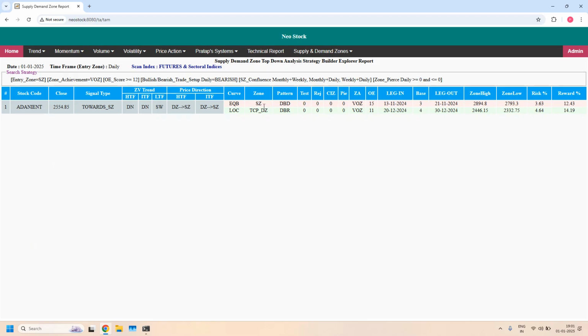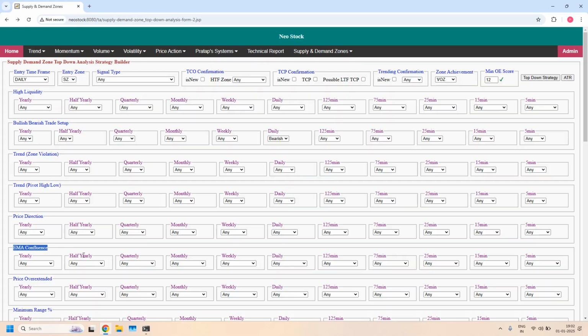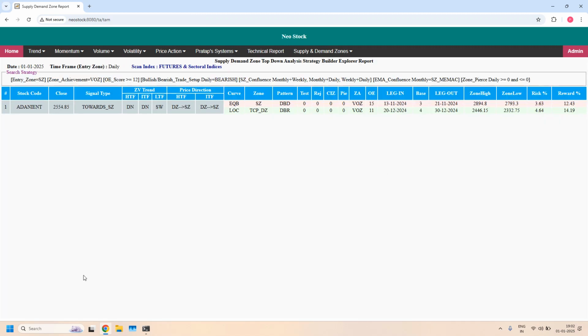So in this stock, the daily supply zone is part of the weekly supply zone, both together part of the monthly supply zone. If the monthly supply zone is having monthly EMA, then this stock could be even more high probability trade setup supported stock. Let's verify. In the EMA confluence at monthly time frame, because daily and weekly together are part of the monthly zone, that's why we are verifying monthly supply zone with monthly EMA confluence. And the stock is filtered. That means this is an even more high probability trade setup supported stock. So this is about bearish trade setup monthly income trade.